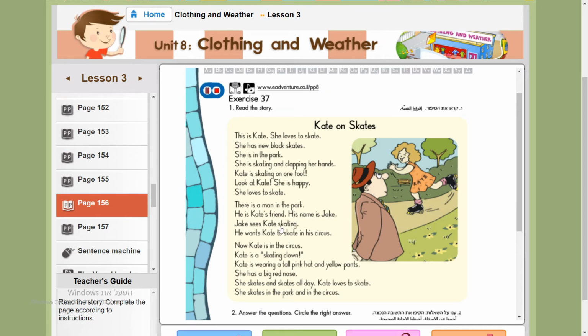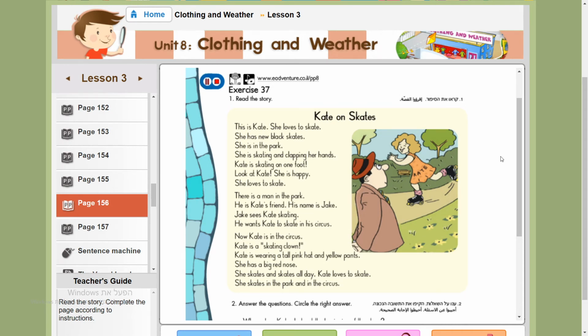Jake sees Kate skating. He wants Kate to skate in his circus. Now Kate is in the circus. Kate is a skating clown. Kate is wearing a tall pink hat and yellow pants. She has a big red nose. She skates and skates all day. Kate loves to skate. She skates in the park and in the circus.